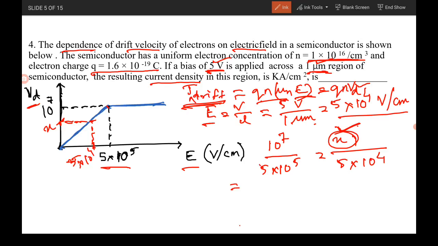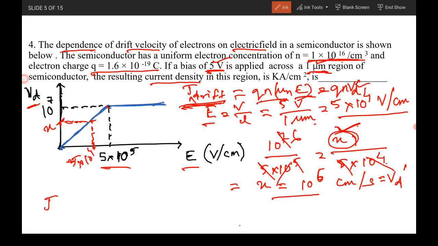So here we can cancel these two. We can simplify it, and what will we get? x is equal to 10 to the power 6. So the x value is 10 to the power 6, which is nothing but the required drift velocity, and its unit will be centimeters per second. So here we got x, let's represent it as V d dash, and we can substitute and find our J n drift.